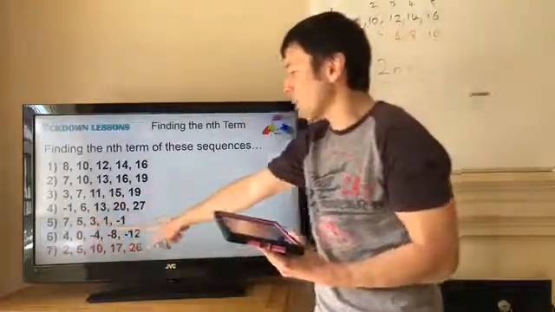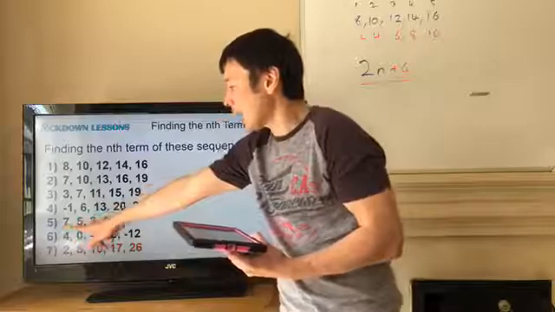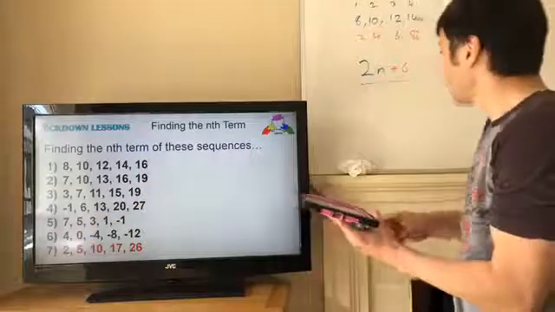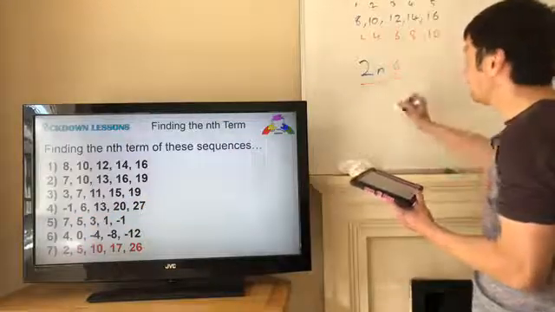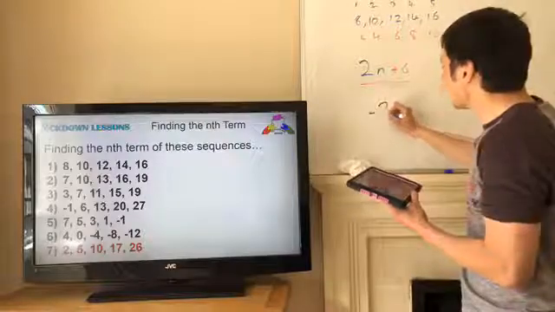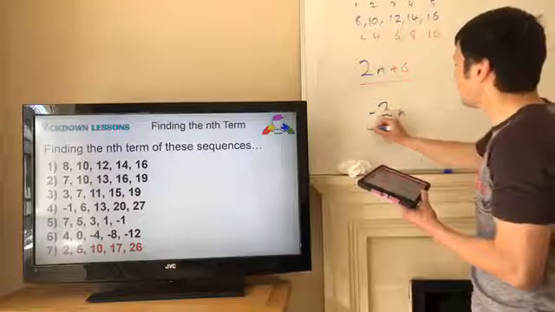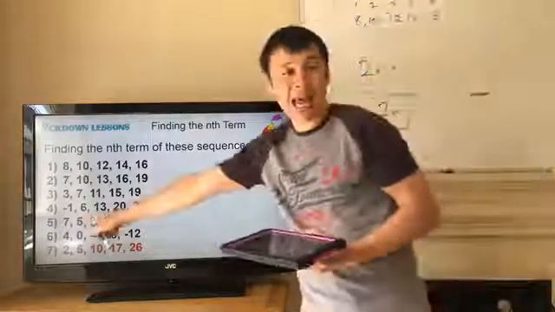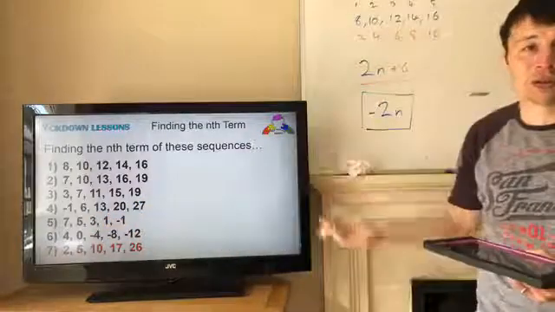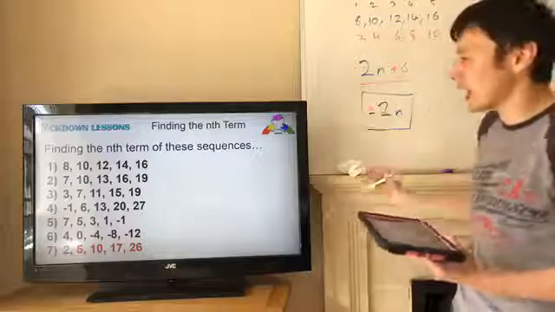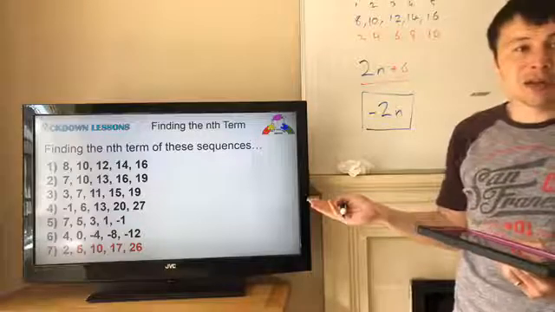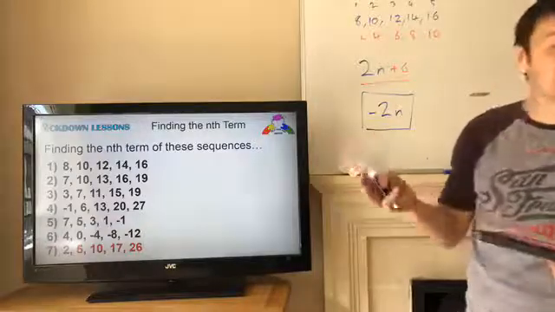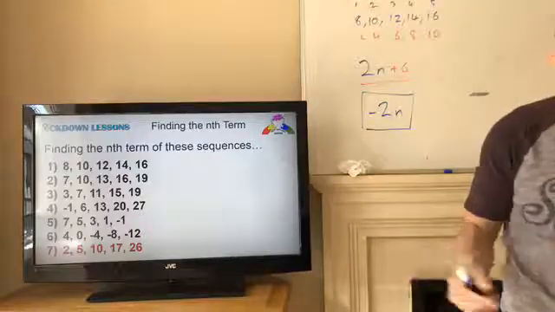I'll give you a clue with number 5. This one is going down in 2s. So number 5, it's not going to be 2n, it's going to be negative 2n. So number 5 will start with minus 2n for that one, and then plus something, I imagine, or you could put it the other way around, but that's why that one's much more difficult.